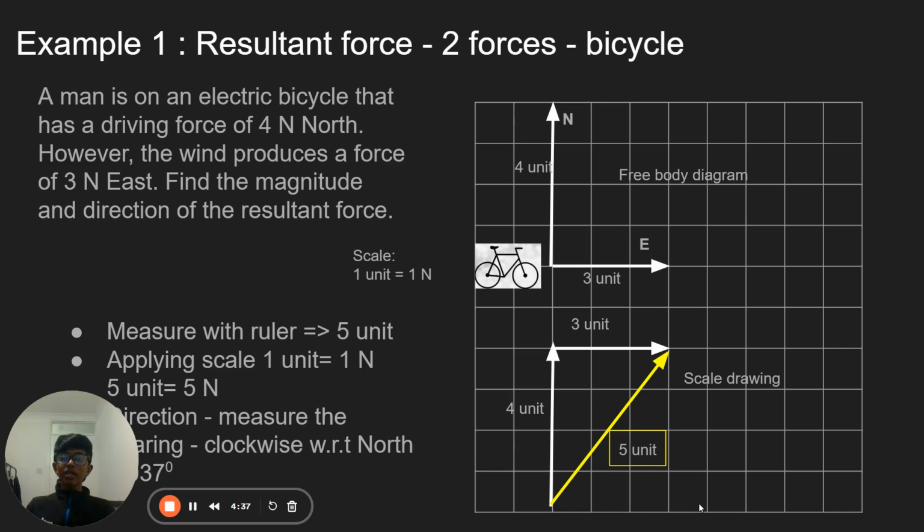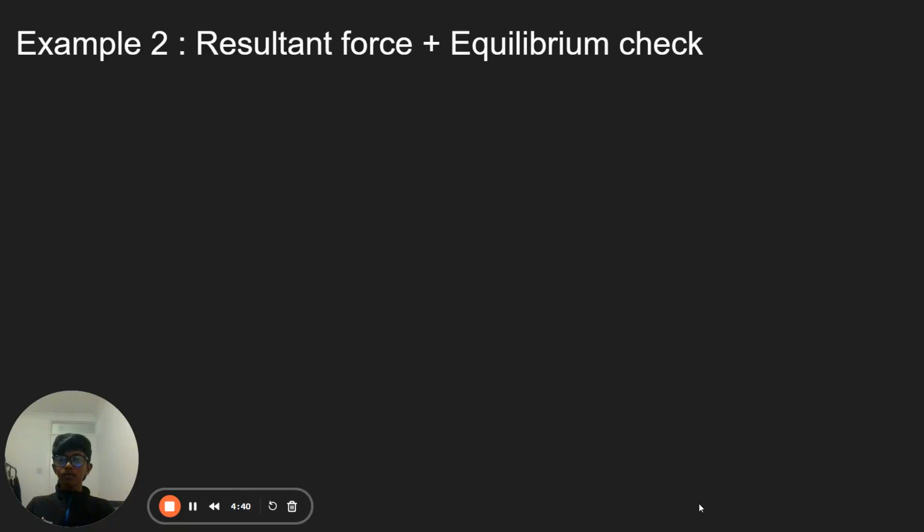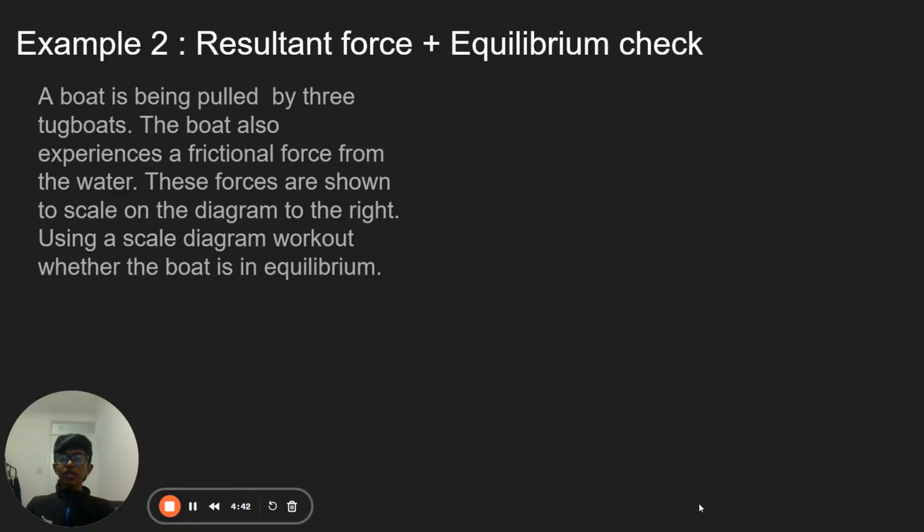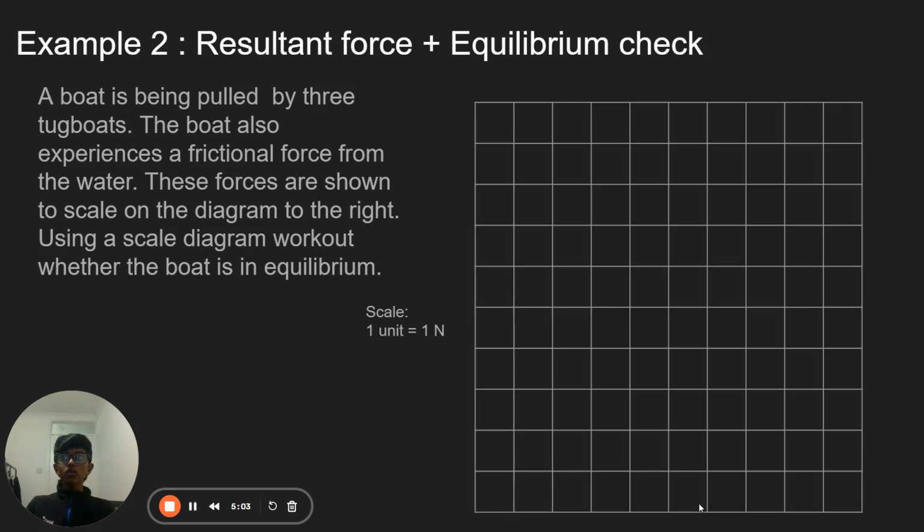Now let us move on to the last question. A boat is being pulled by 3 tugboats. The boat also experiences a frictional force from the water. These forces are shown to scale on the diagram to the right. Use a scale drawing to work out whether the boat is in equilibrium. The scale is 1 unit is equal to 1 newton. Let's first draw the free body diagram. The forces are all shown here on the free body diagram. You can clearly see that there are four forces acting on the boat.